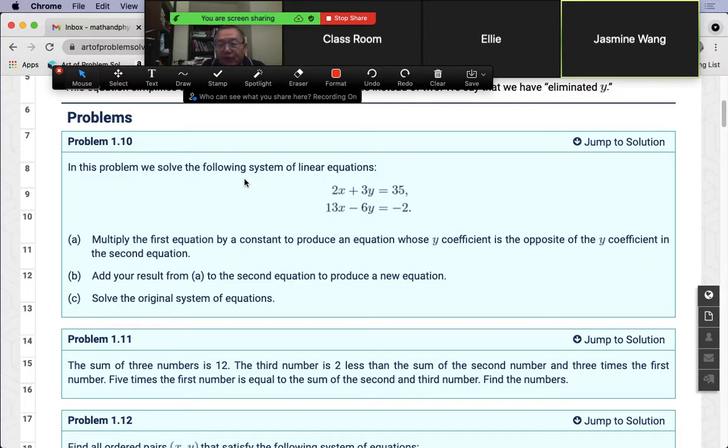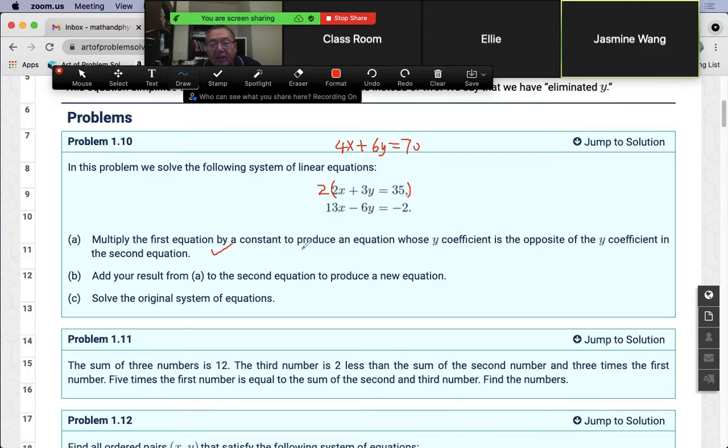Okay, can you solve part A first? Multiply the first equation by a constant to produce an equation whose y coefficient is the opposite of the y coefficient in the second equation. So both sides times 2? Okay, after you times 2, you got 4x plus 6y equals 70. Yes, very good. This solves A.